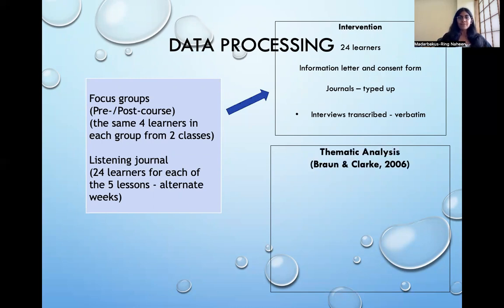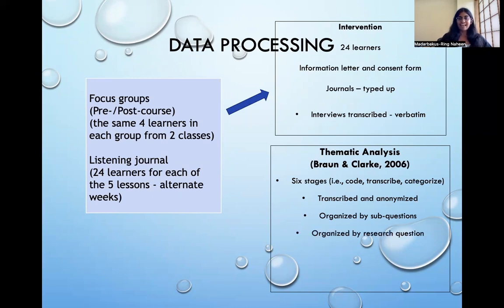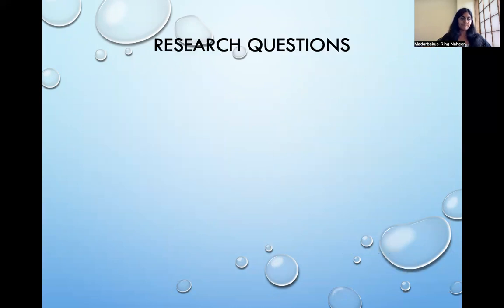In terms of data analysis, thematic analysis from Braun and Clarke was followed using the 6 stages, i.e. the coding, the transcribing, and the categorizing. These were transcribed and anonymized, so I didn't know who the students were. And then they were organized by the sub-questions as guided by the focus group questions and the research questions. I managed to identify the themes by correlating the journals and the focus groups together, and then I omitted any recurring themes and added any new themes which were needed.